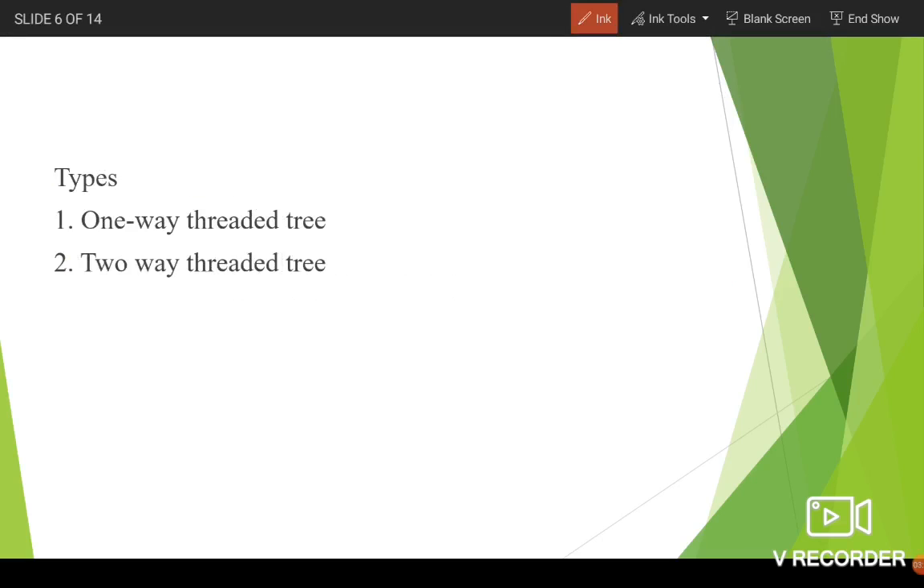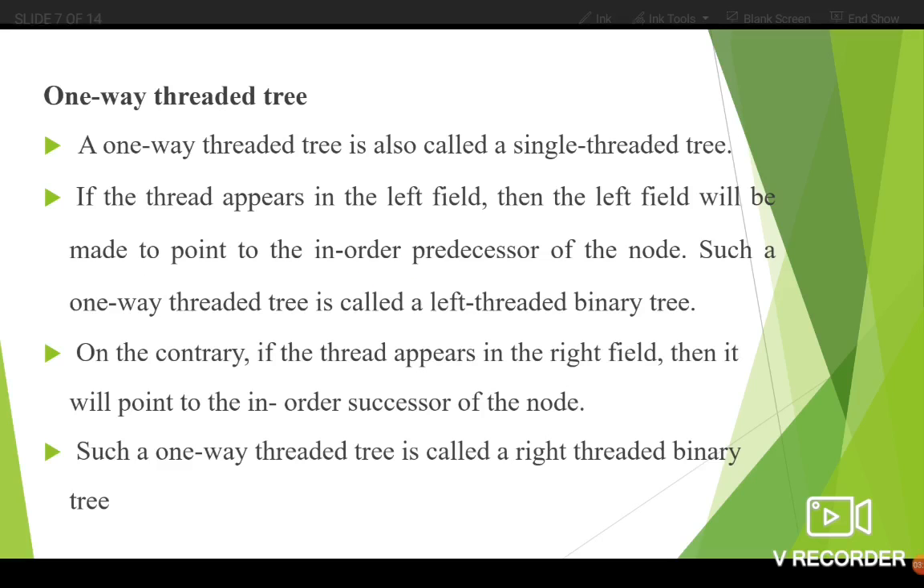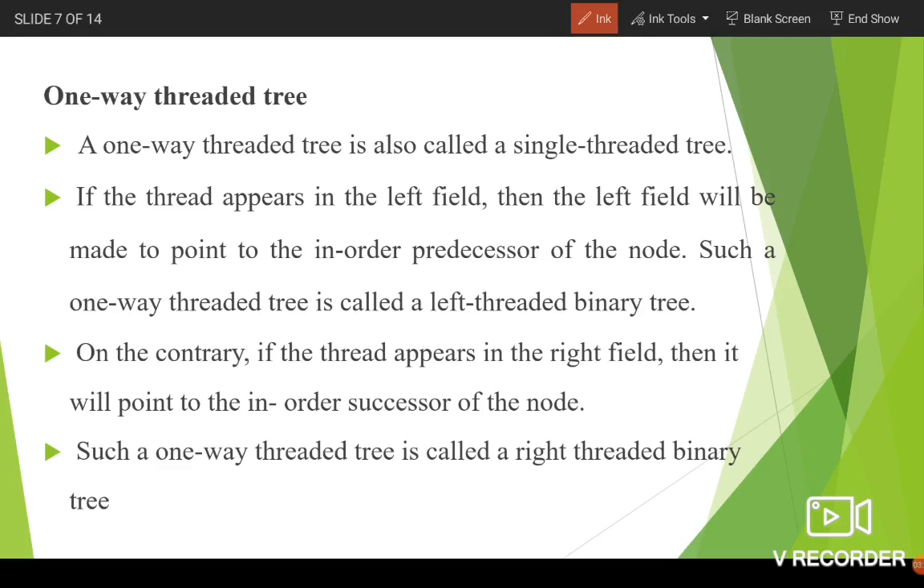So what are the two types of threaded binary tree? One-way threaded tree and two-way threaded tree. So we move on to the one-way threaded tree. The other name of one-way threaded tree is single threaded tree. If the thread appears in the left field, then the left field will be made to point to the in-order predecessor of the particular node. Such a one-way threaded tree is called a left-threaded binary tree. That is like this.